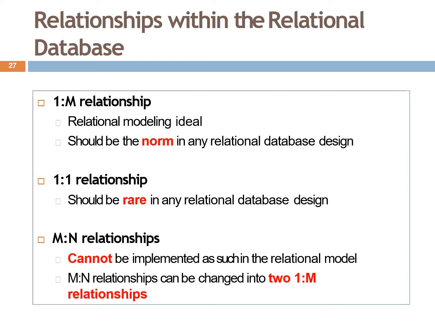So there are three types of relationship. We have seen this before. First is one-to-many. So this is a normal relationship, meaning that there's a lot of relationship in your database later on that is in the form of one-to-many. And then the second one is one-to-one. This is rare and should be minimized.